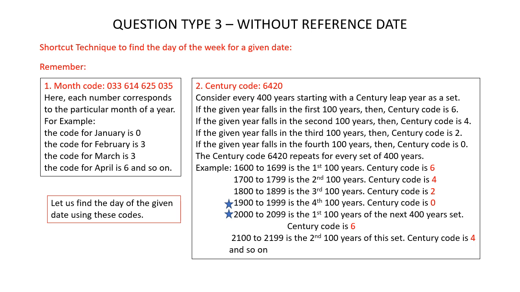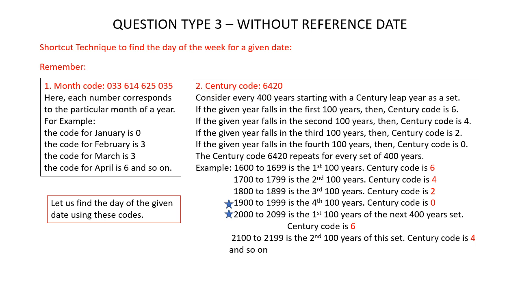Now to use the shortcut technique, you have to memorize the month code and the century code. The month code is 033-614-625-035. The century code is 6420. Unless you memorize the month code and the century code, you won't be able to use the shortcut technique. So first memorize these two codes. Now let's understand what the month code and the century code mean.